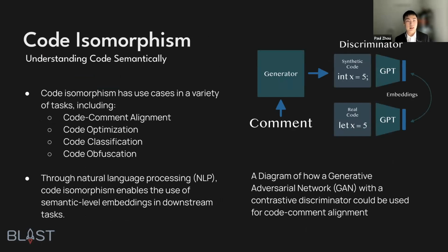Code isomorphism is an important concept to tackle due to its many applications in downstream tasks as well, like code alignment, code optimization, code classification, code obfuscation, and more. As an example, the diagram on the right is a potential way that code isomorphism could be applied for a code alignment task.